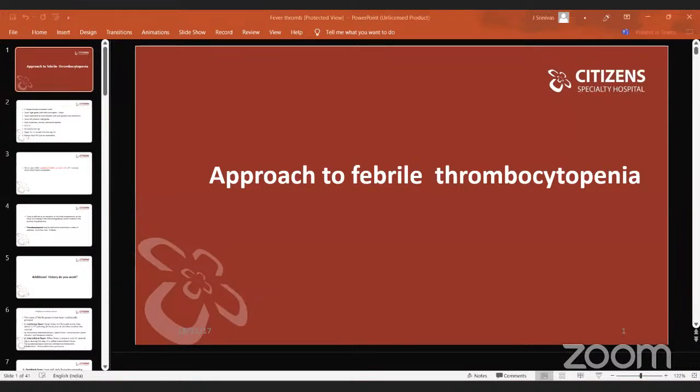So immediately we investigated her. She came with these reports: HB of 12, WBC of 5,000, platelets of 55,000, creatinine is 1.52, LFT was normal, serum electrolytes were acceptable.